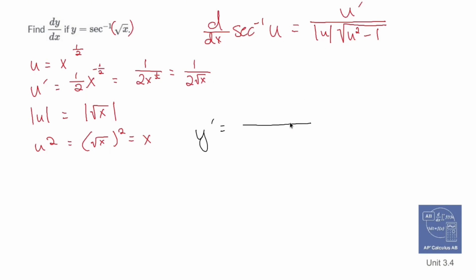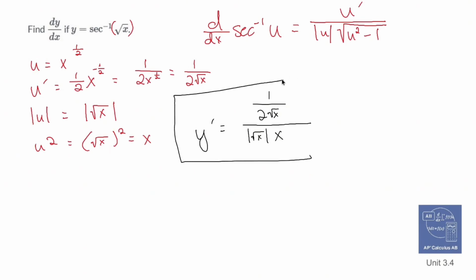So the numerator is going to be 1 over 2 root x, and the denominator is going to be the absolute value of root x times x. So, I'm not sure if it's even worth trying to clean this up and make this look a little bit better. Like, I know we have a complex fraction, but I'm going to leave it like that. I think that's okay.